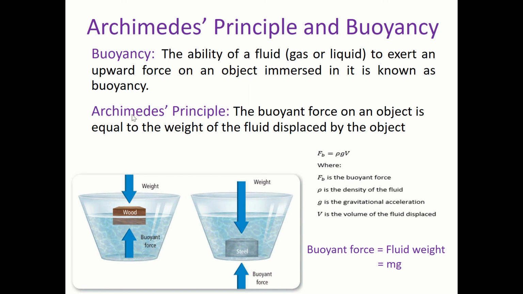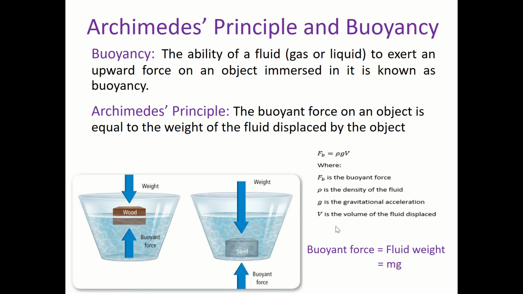So let's see what Archimedes told us. He said that the buoyant force on an object is equal to the weight of the fluid displaced by the object. So what does that mean? Let's say that I have this cup of water, and let's say that it is fully filled with water. Now if I immerse a piece of steel inside the water, some of the water will be removed, will be displaced.